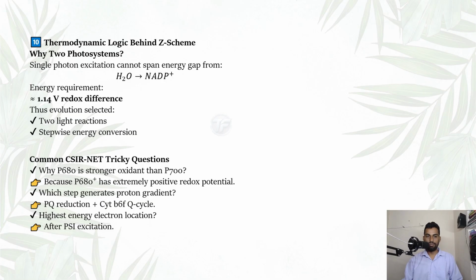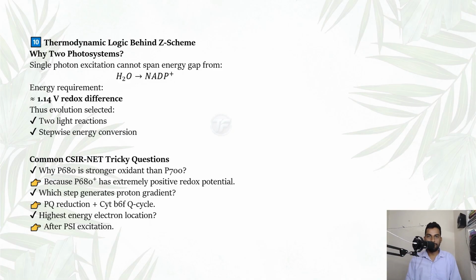Tenth point, that is the thermodynamic logic behind the Z scheme. Why are two photosystems required here? Because it cannot happen with a single component. Single photon excitation cannot span the energy gap from H2O to NADP plus. Energy requirement: we need 1.14 volts to do this action. So here it is pushing the electrons in steps to create 1.14 volts. It is selected by evolution. Two light reactions, stepwise energy. That's why there are two photosystems, with stepwise energy flow.